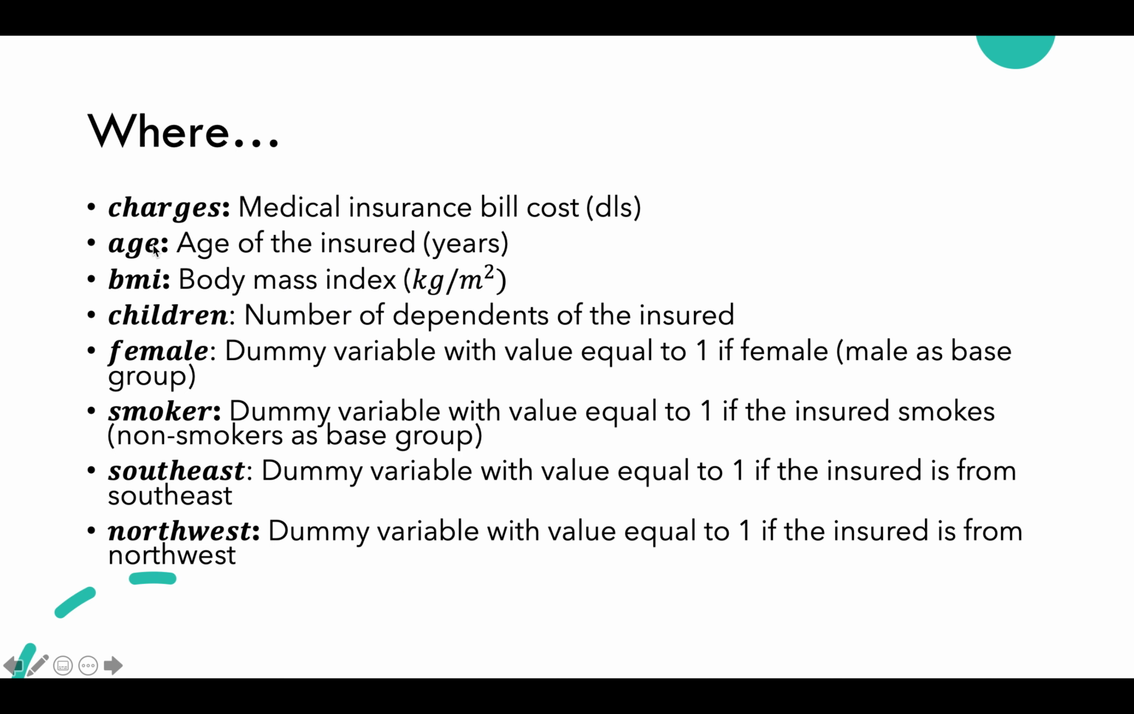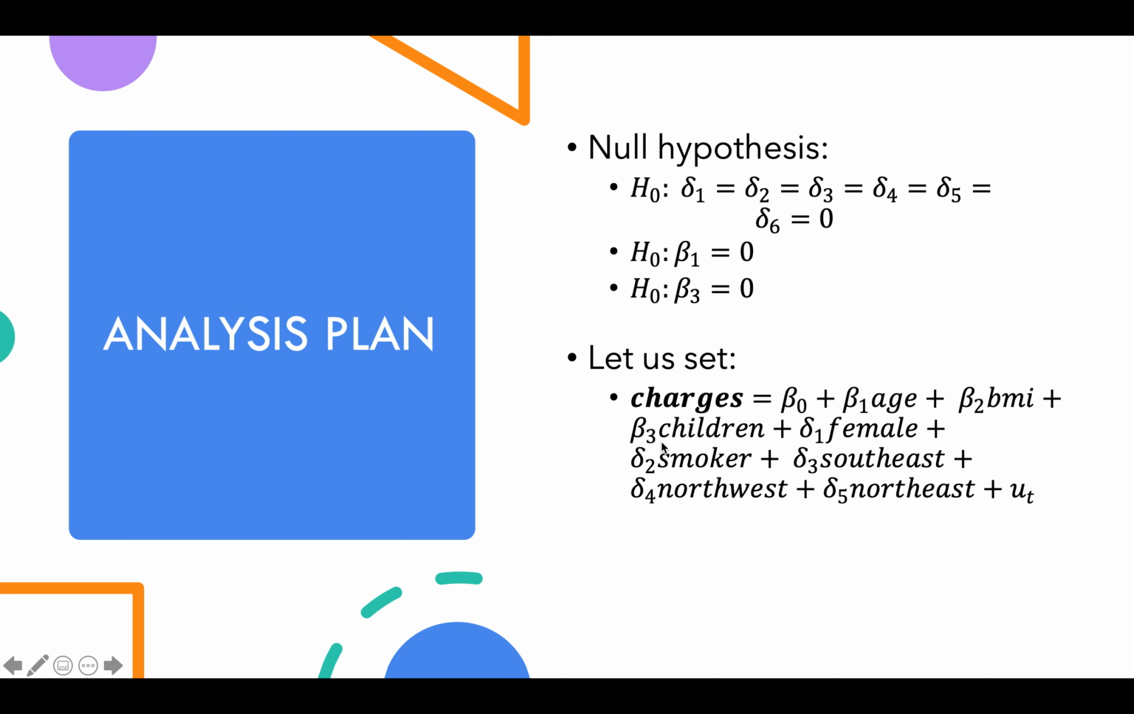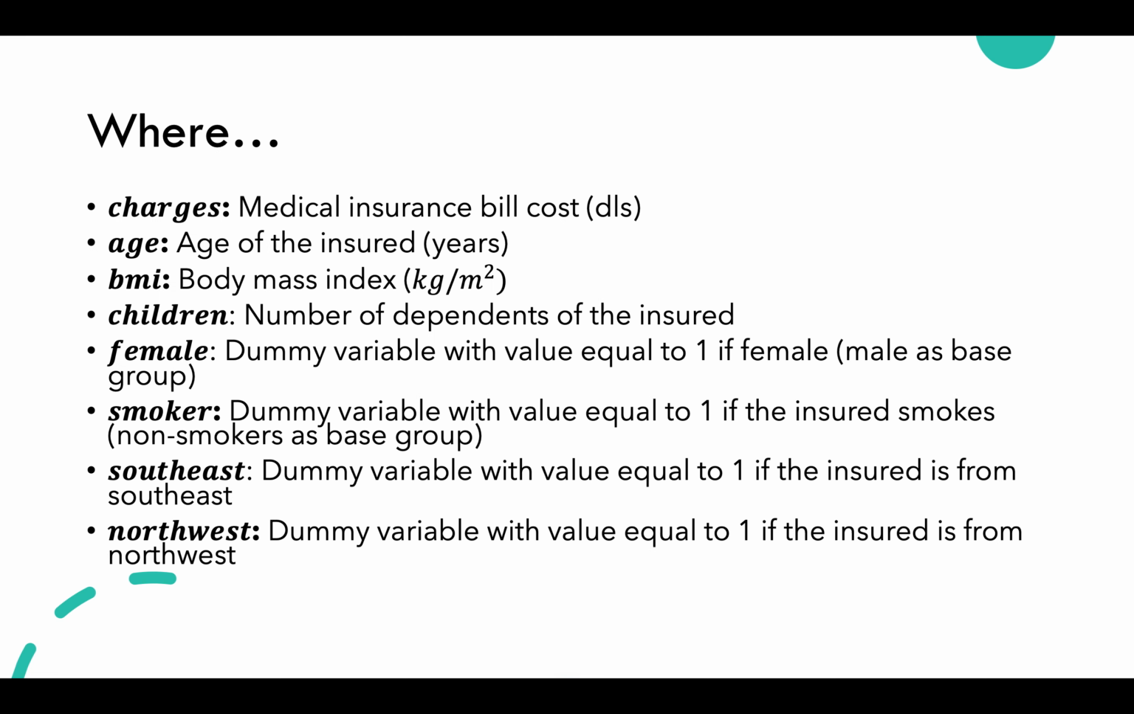As we can see, these are the defined variables in our model, and we are going to talk about the hypothesis testing further on. Here, female, smokers, southeast and northwest were set as dummy variables in order for us to understand our data better.